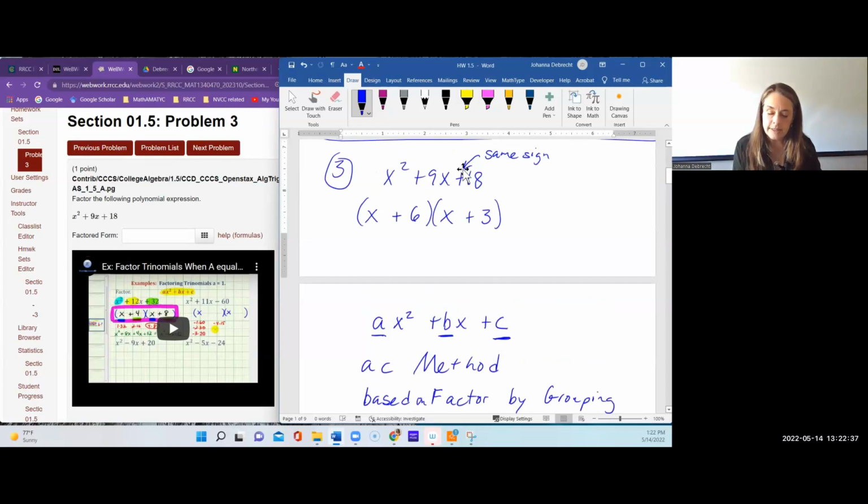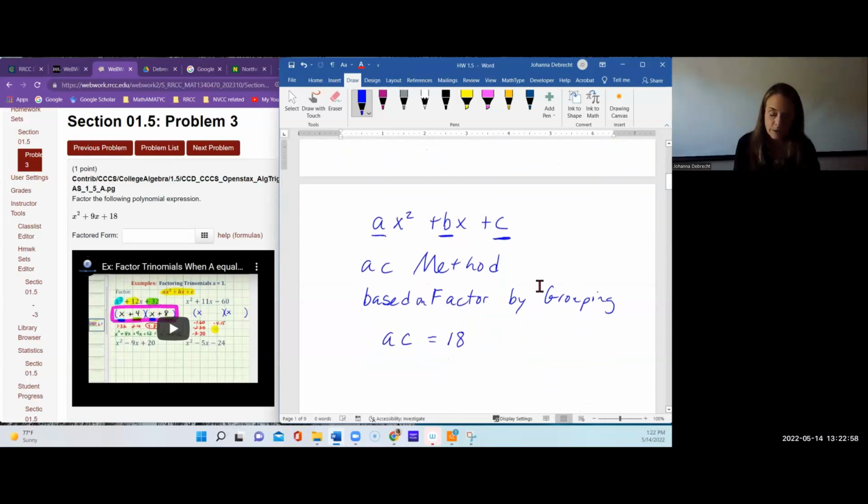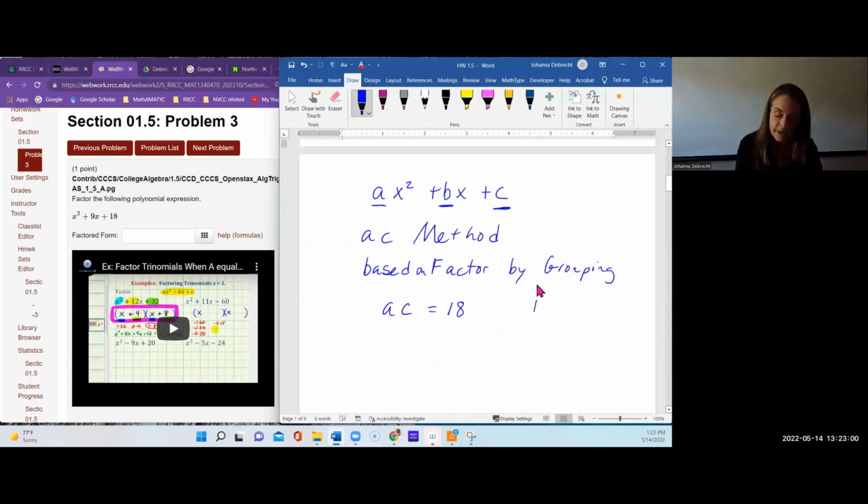We look at the last sign, which is a plus, and we know that that means the signs are the same. If the signs are the same, we're looking for a sum. Sum means add. Since we're looking for a sum, we come down here and we write the factors of 18. 1 times 18, 2 times 9, and 3 times 6.